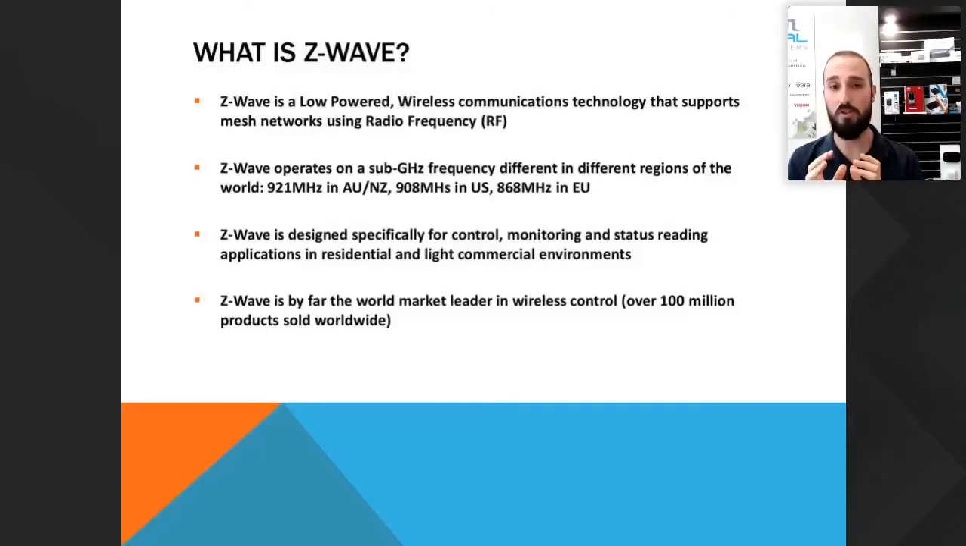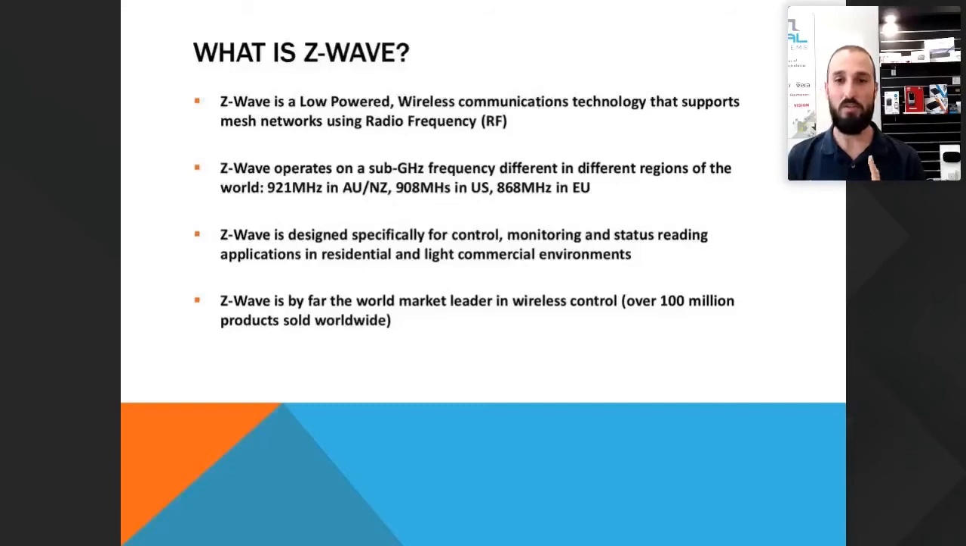But Z-Wave is unique in the sense that in Australia, New Zealand, Brazil, South Africa, Thailand, and a couple of other countries around the world, very few in number, it actually operates on 921 megahertz. And all Z-Wave does operate on a sub-gigahertz frequency. So they're not really high frequency transmissions, which is really, really good. And we're going to go into why that's important later on.